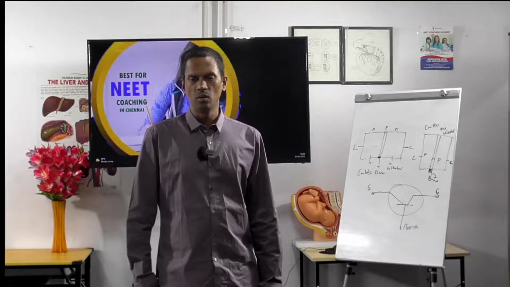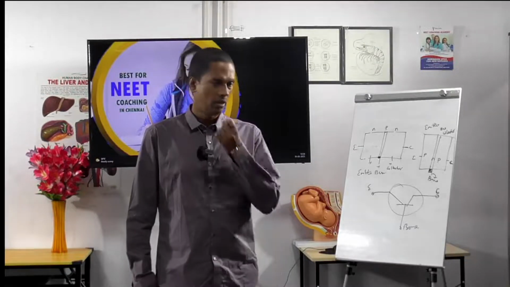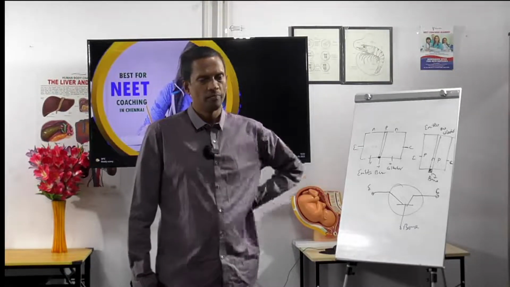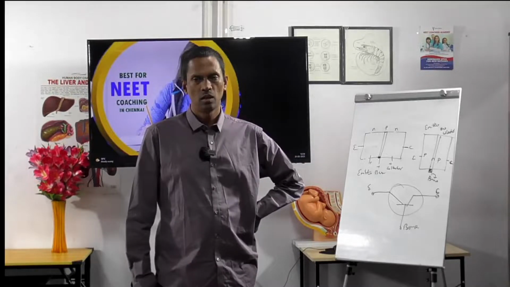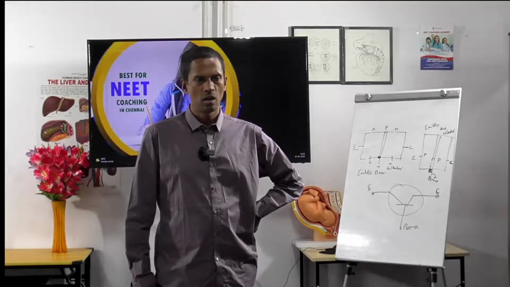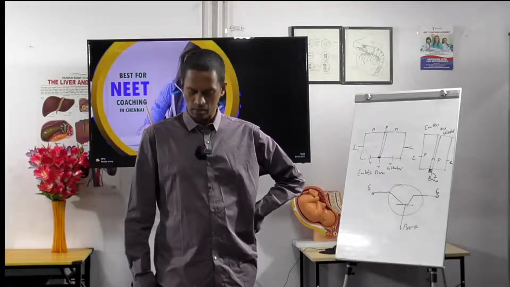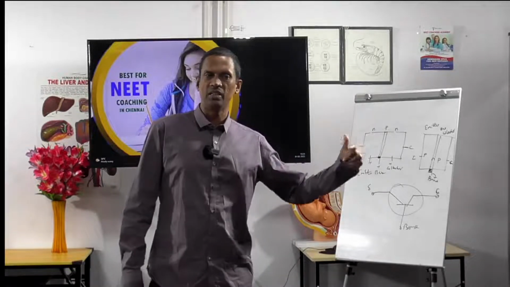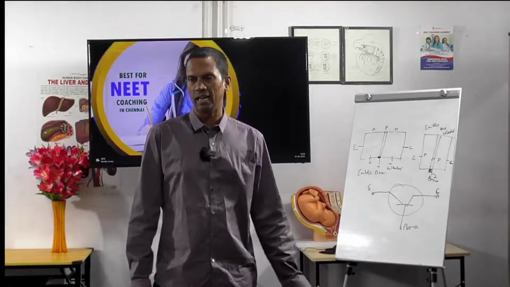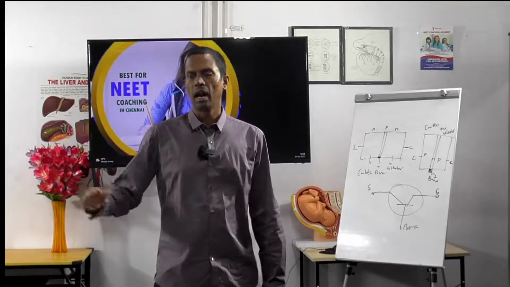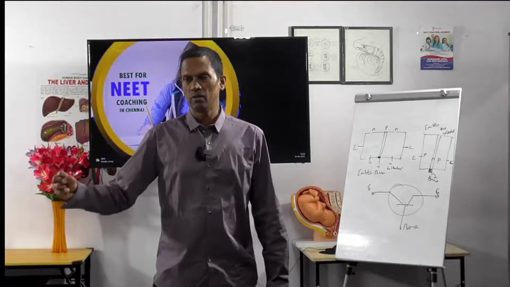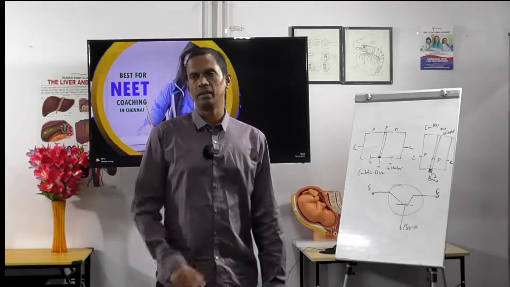Emitter, what is emitter now? So the emitter emits the majority carriers, base is the central segment, and collector is the one which collects the majority carriers.